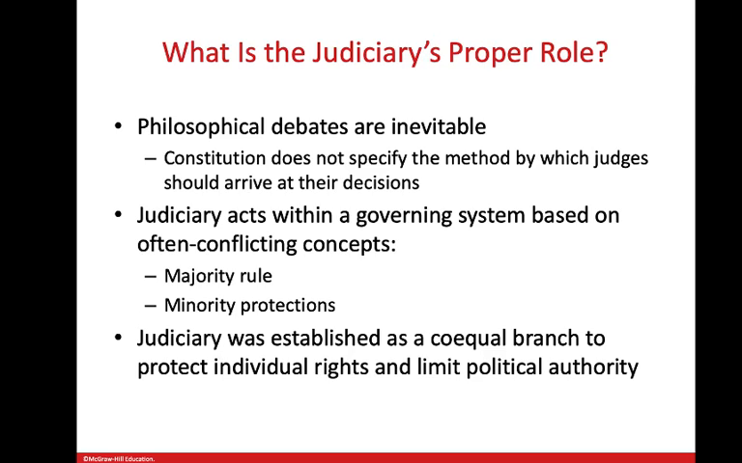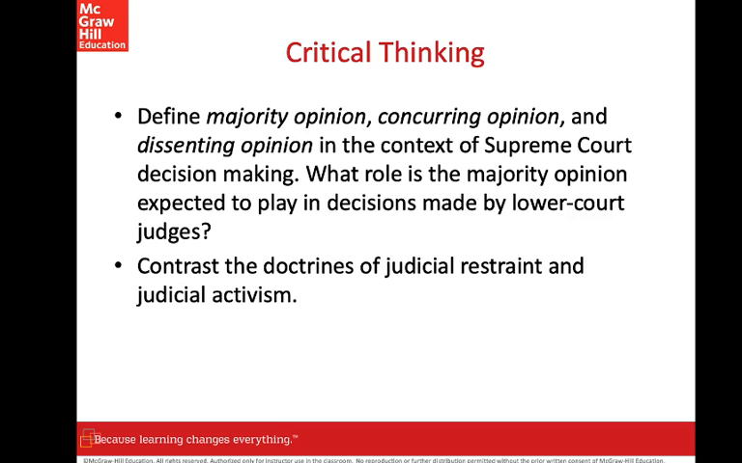As usual, philosophical debates are rampant on this question. The Constitution does not specify the method by which judges should arrive at their decisions. The judiciary acts within a governing system based on often conflicting concepts, such as majority rule, but also minority protections. The judiciary was established as a co-equal branch to protect individual rights and limit political authority.